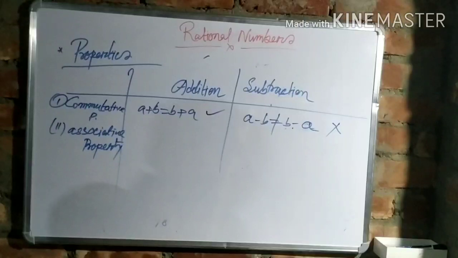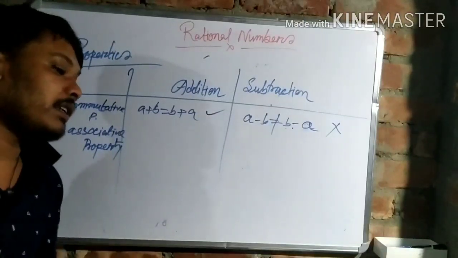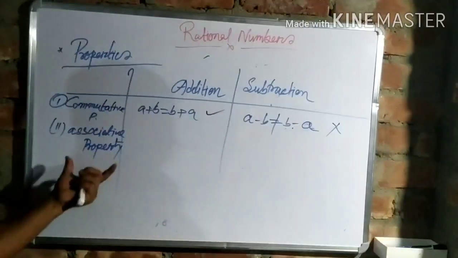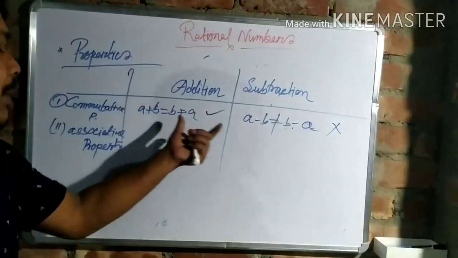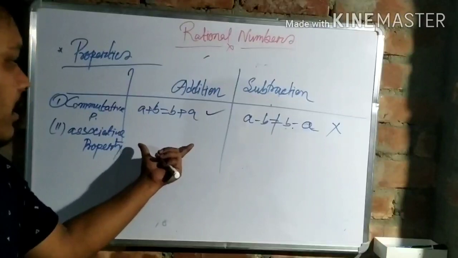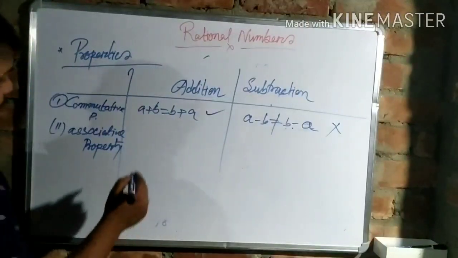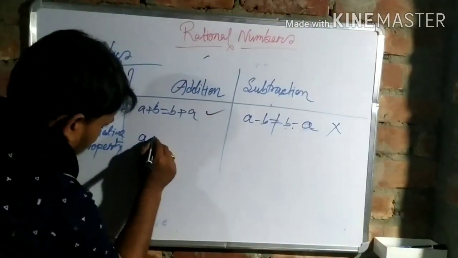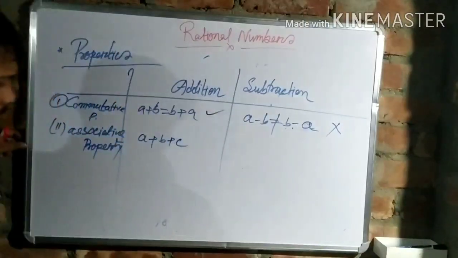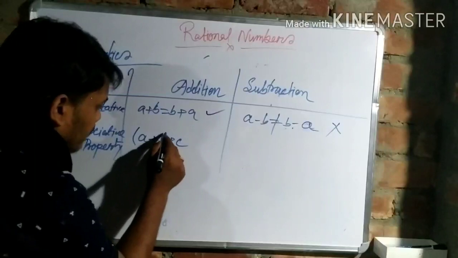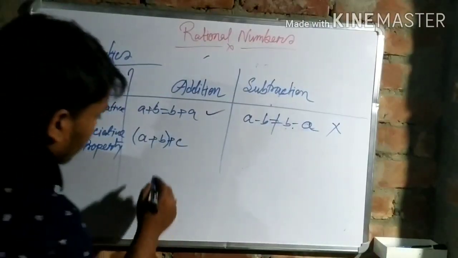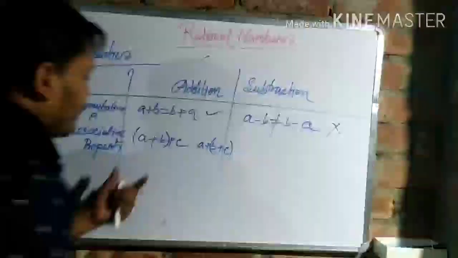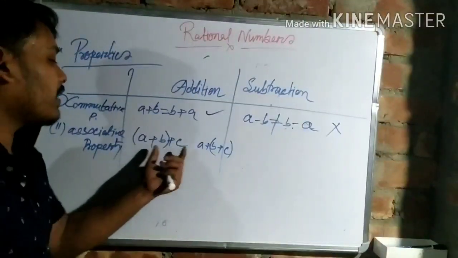So what is associative property? Associative property means we take any three numbers from rational numbers, because all properties are defined in rational numbers. So A, B, C, any values taken from rational numbers. If we take any three values A, B, C from rational numbers and add them, first we take the bracket on the first two numbers, (A plus B) plus C, and the second time the position of the bracket is changed.